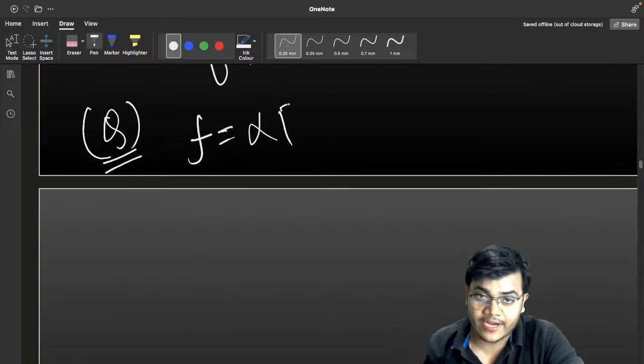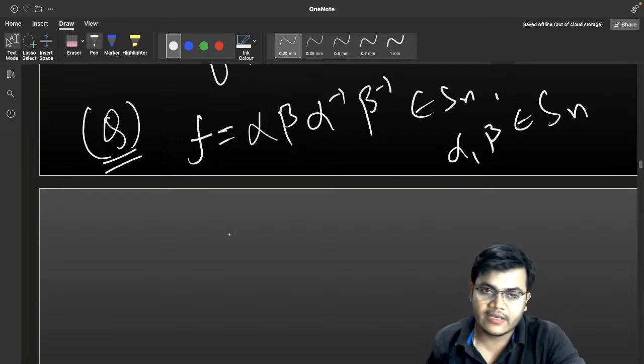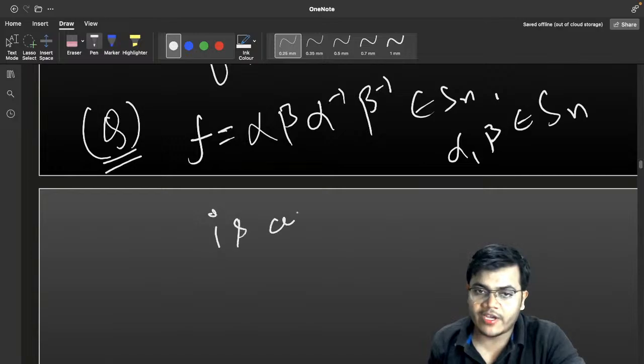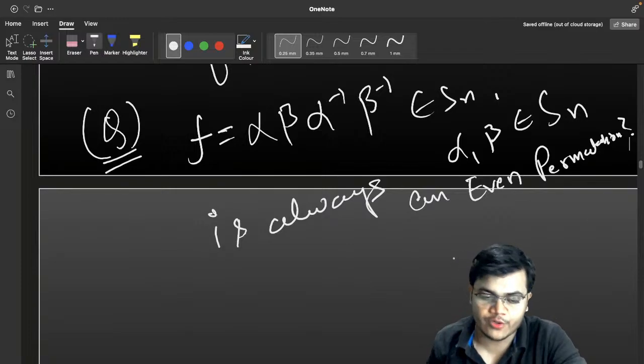This is really important. If you are given f is equal to alpha beta alpha inverse beta inverse belonging to Sn, and alpha, beta are elements from Sn, is it always an even permutation? What do you think? This is always an even permutation. What do you think?